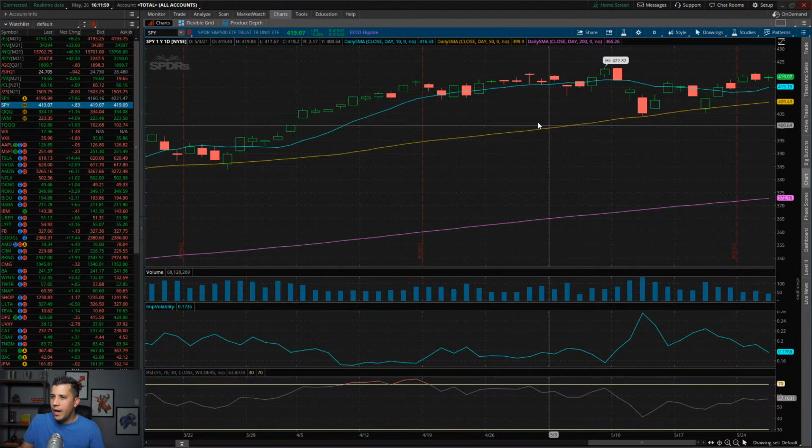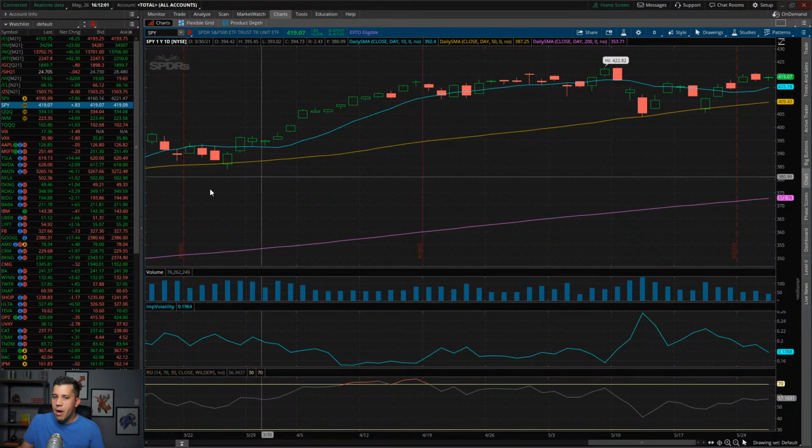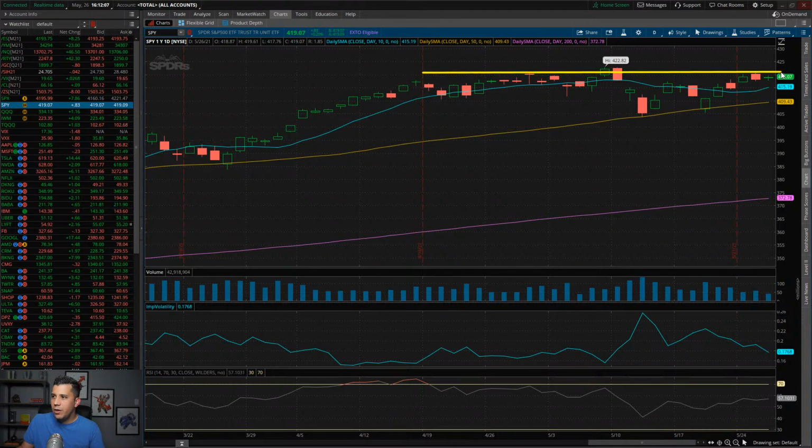But if we look at the monthly here, it's definitely dicey, because we have resistance here. We have a double top right here. When it broke the all-time high, it created a double top, went all the way down, but we do have it bouncing off the 50-day line here.